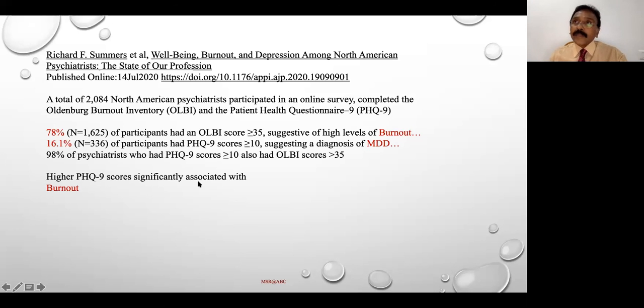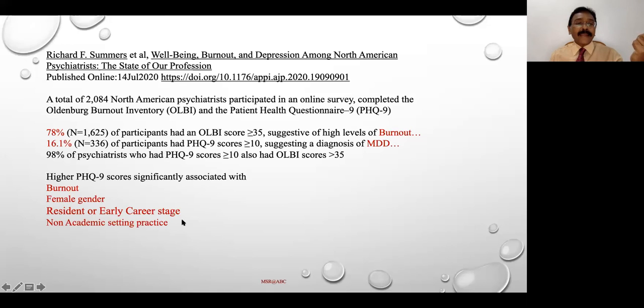So I think the time has come to say, physician, heal thyself, psychiatrist, heal thyself, with all whatever you're talking about. I don't know what to say about this, but higher PHQ is seen in burnout, understandably more in the female gender. This is something which was very, very disturbing to me. This high burnout and depression in an old fellow like me is understandable. But residents in the early career stage, why are there so many psychiatrists in burnout and with depression ratings, and in non-academic practice settings?